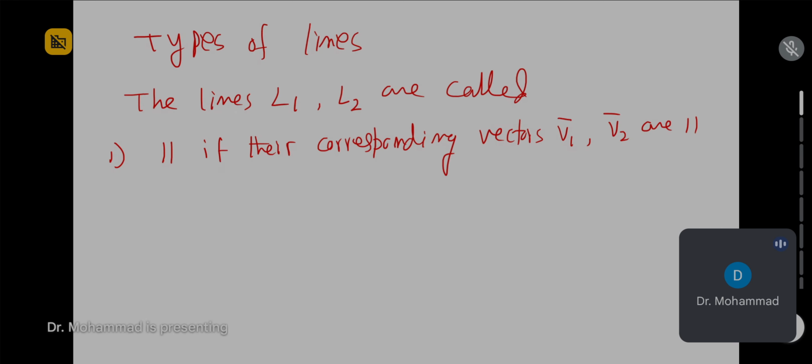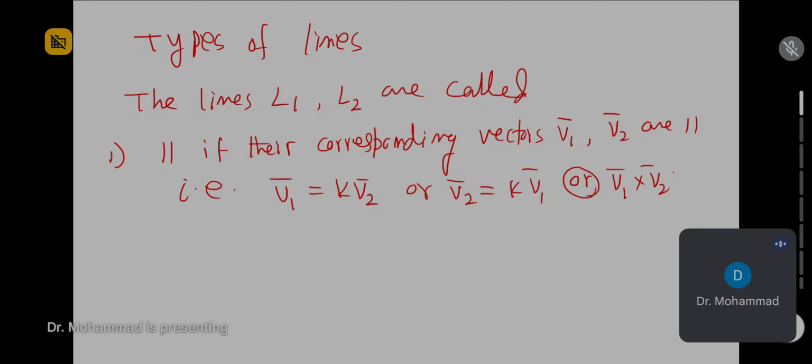So what does it mean? Can we write it like this? For example, V1 is kV2 or V2 is kV1. Am I right? Or maybe the cross product must be 0. Am I right?